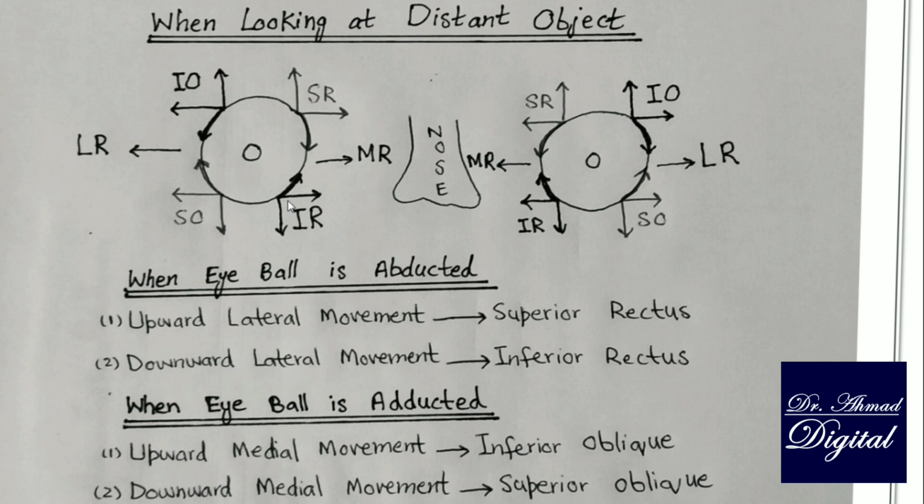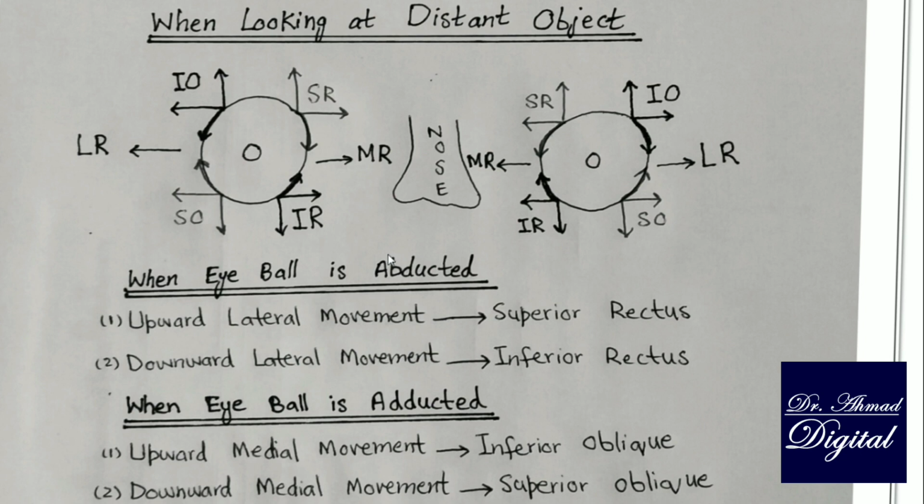In this way, inferior rectus is responsible for the downward medial movement of the eyeball, and inferior oblique is responsible for the upward lateral movement of the eyeball. And this is the superior oblique, and its addition vector will be in this direction, and it will be responsible for the downward lateral movement of the eyeball, because we are considering an addition vector which is usually in between the two vectors.